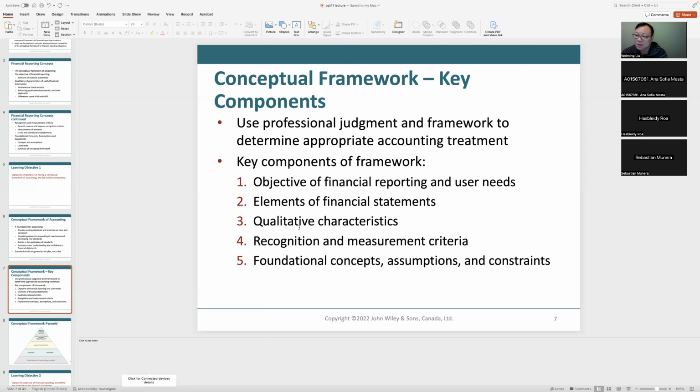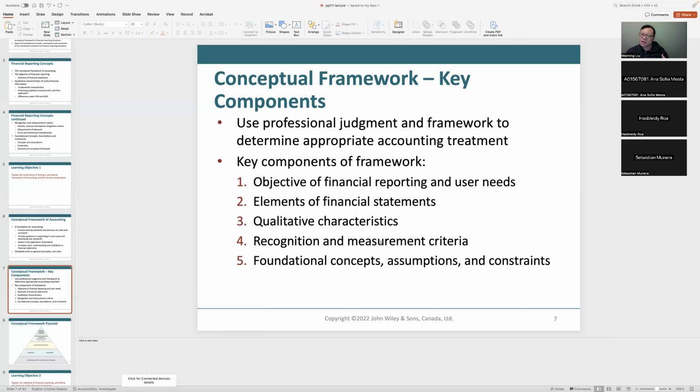So that information of the university giving you $2,000 is relevant because it's relevant to you, right? Because you are a student at the university, but it may not be reliable, right? Because you probably don't believe that, and I don't believe that either. So that's what we talk about with qualitative characteristics. Next, recognition and measurement, right?